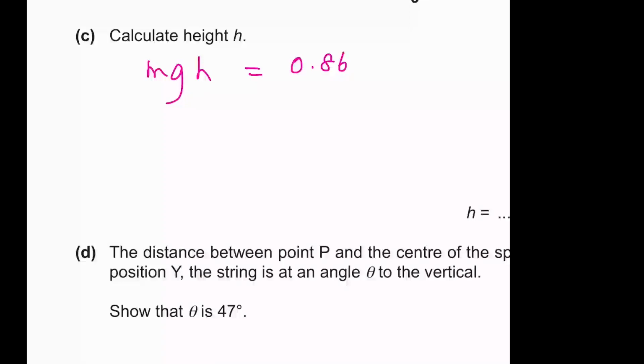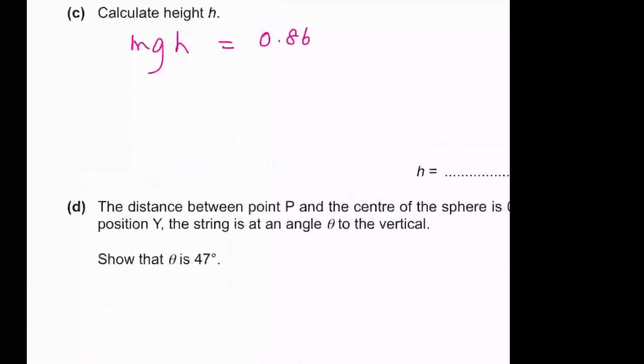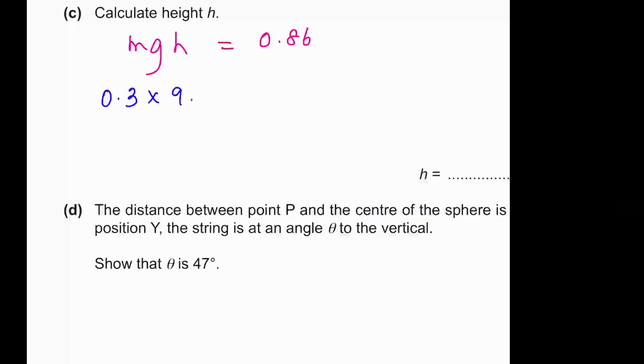Because it has a kinetic energy of 0.86 at the bottom. So when it comes to the maximum height, the kinetic energy will not be there. So the loss in kinetic energy is 0.86. That is equal to the gain in gravitational potential energy, mgh. So the m, we just found it to be 0.3. g is 9.81. That into h equals 0.86. So the h equals 0.29 meters.